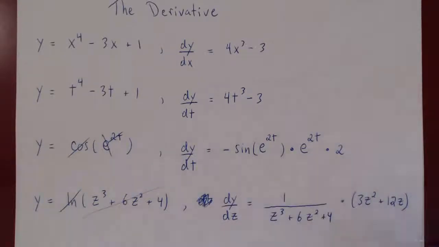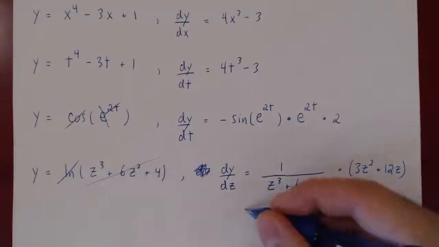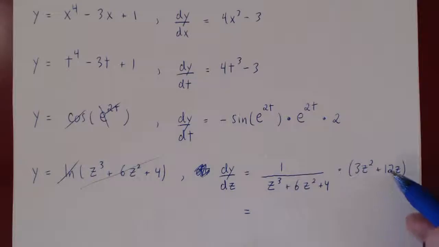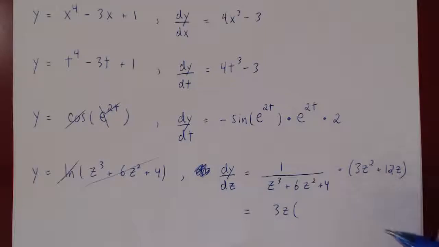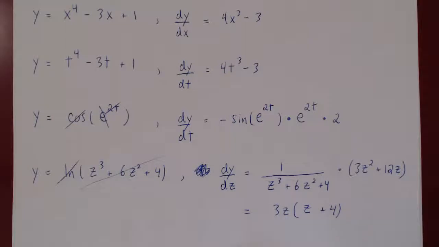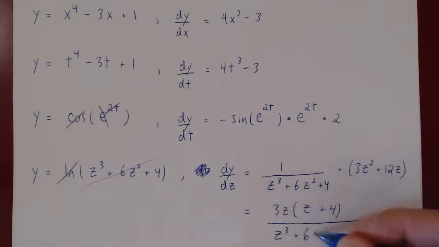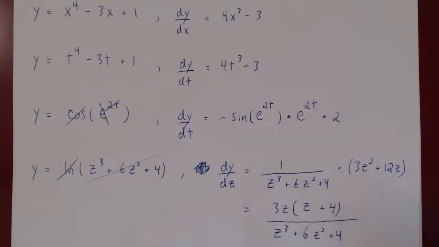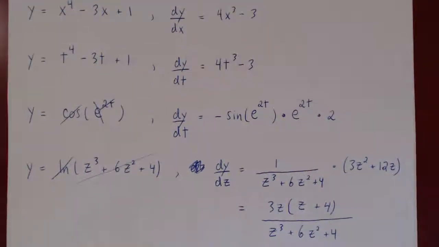And now we have the derivative of y with respect to z. Of course, this looks rather silly. Put this on top and factor your 3z, and you'll get 3z times z plus 4 divided by the cubic, z cubed, plus 6z squared plus 4. So if we change the variable, it doesn't change anything other than we differentiate with respect to the given variable. Let's do a couple more examples.